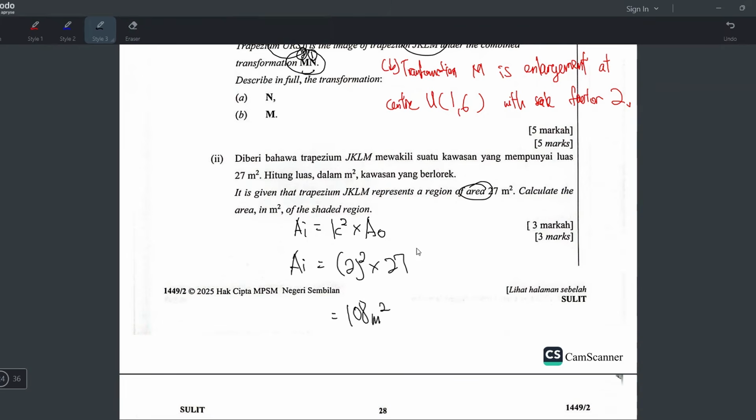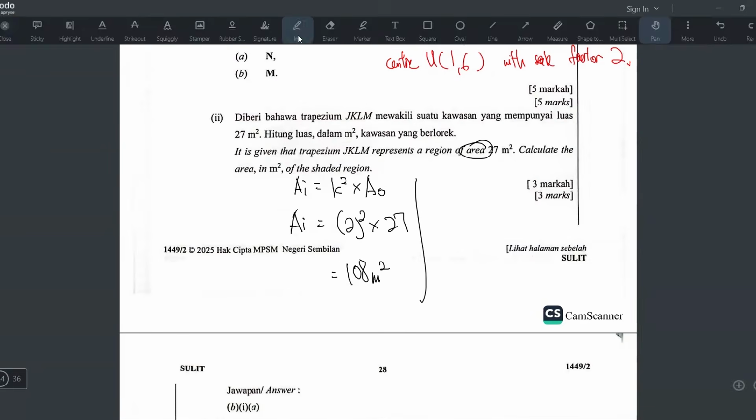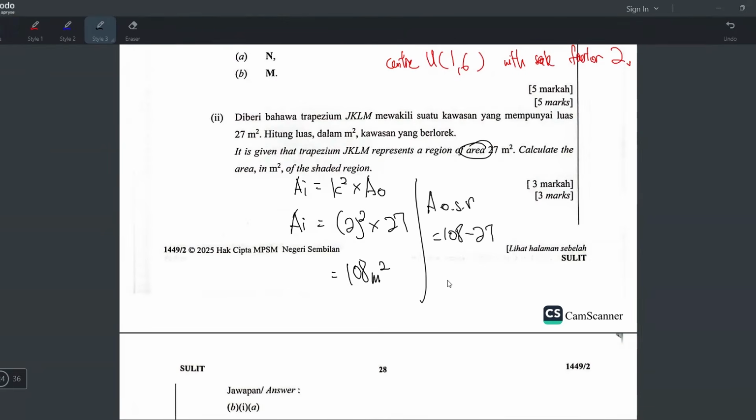But that's not the answer. This is the area of URST, which is the whole thing here. You only want the shaded region, so you will minus the area of I1, which is 27. So I will write here: area of shaded region equals 108 minus 27, and the unit will come out in meter squared also. I press, I got 81. So let's write that and write the unit to be safe. Okay, I think that's it.